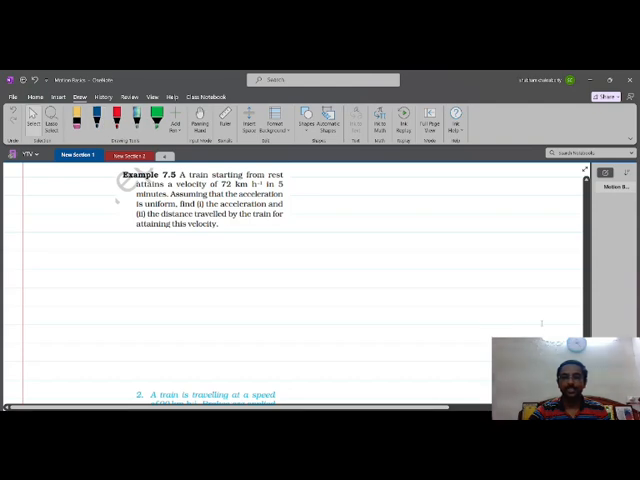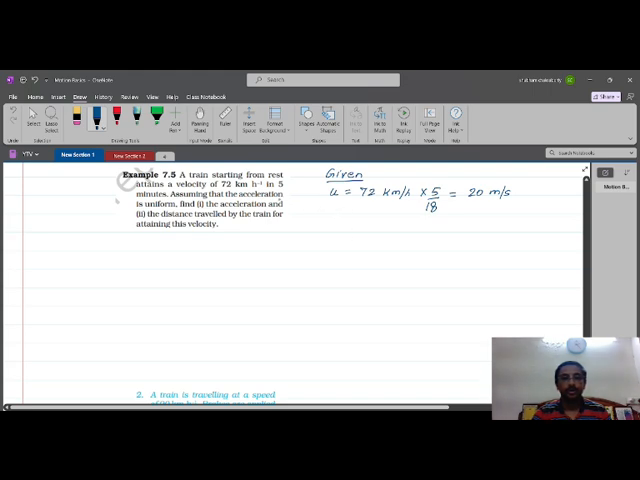Now let us move on to our next question. So the next question says that a train is started from rest. So let's write down what is given. A train is starting from rest. So the initial speed given is 72 kilometers per hour. And I hope you know how to convert it to meter per second. We will be multiplying it by 5 upon 18. So how much does that become? It is 20 meters per second.